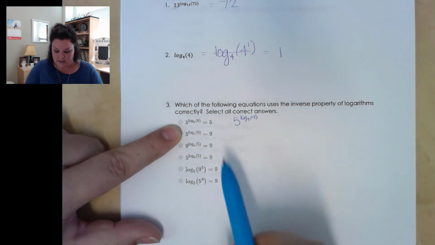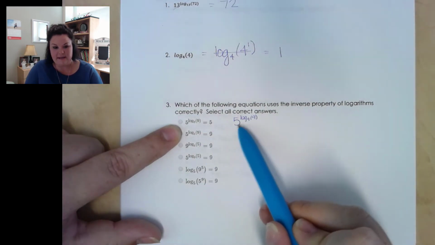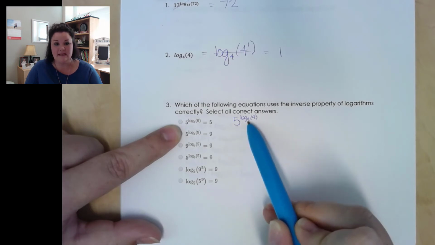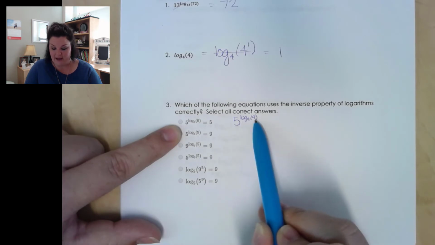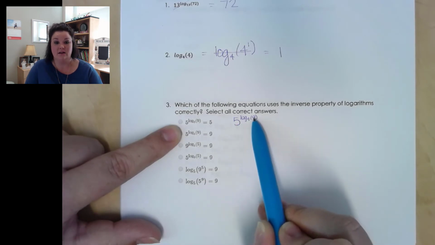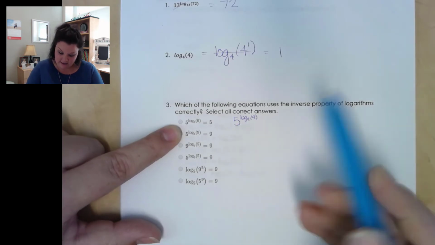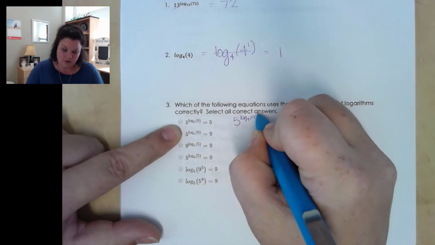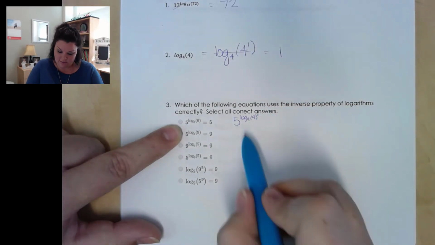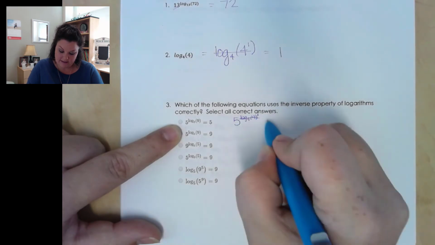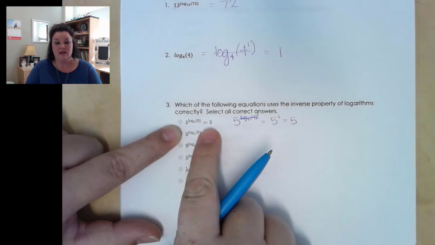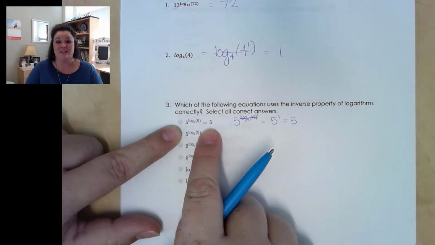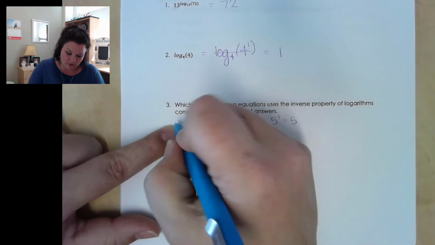So notice this 5 in the log base 9, that's not going to cancel because this is a base 5 and that's a base 9. However, up in the exponent, I have log base 9 of 9. So that's going to cancel, right? This is 9 to the first power. So when I cancel log base 9 and 9, I end up with 5 to the first power, which is then just 5. So this one does accurately show the inverse property of logarithms.